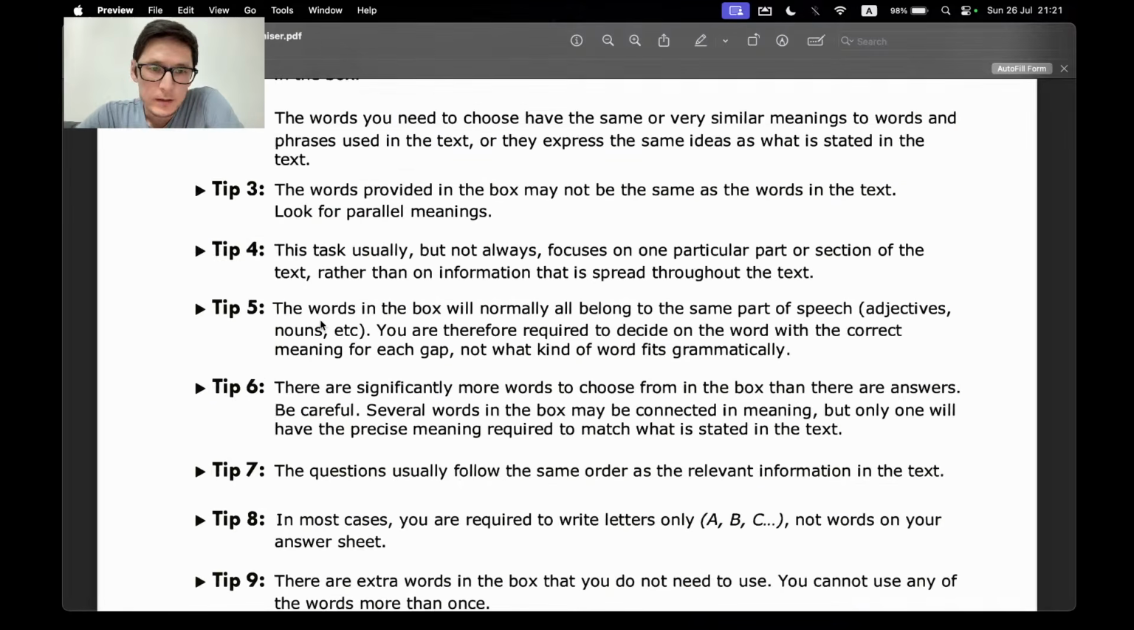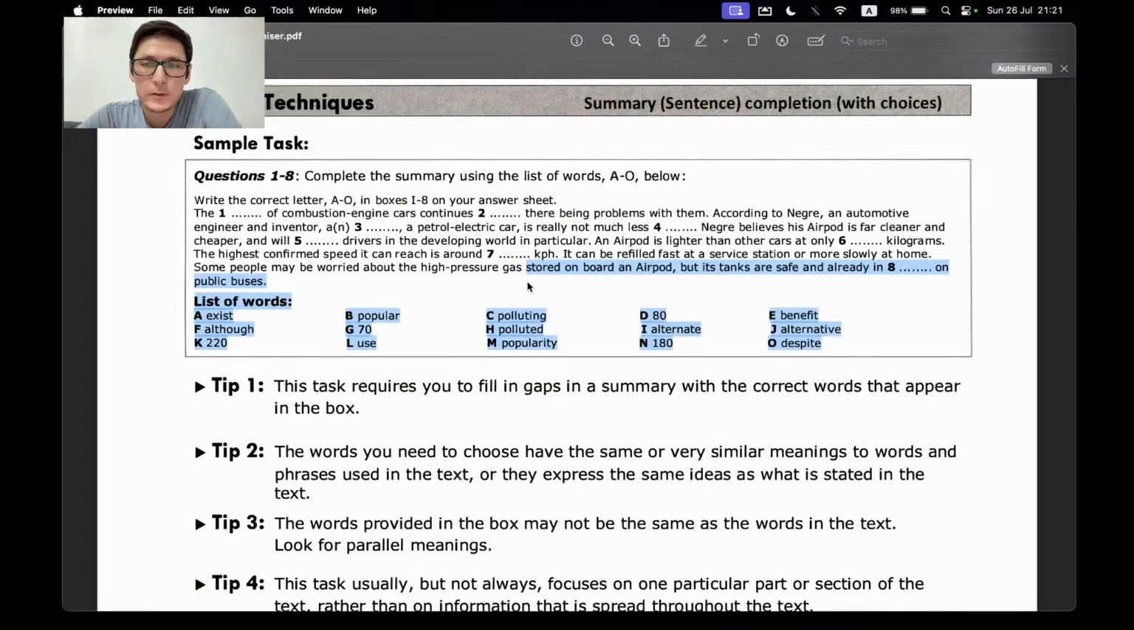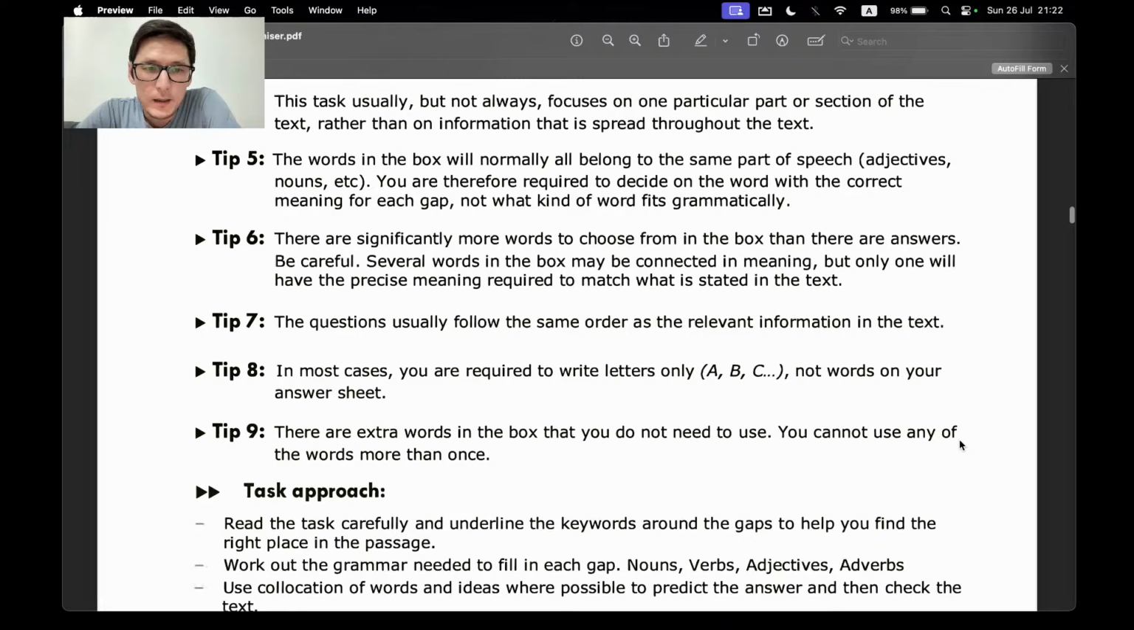The words in the box normally belong to the same part of speech, for example adjectives and nouns. You are required to decide on one word with the correct meaning. Significantly more words to choose from in the box than there are answers. So there are some extra words here. For example, we have 15 possible answers, but the questions are 8. So 7 extra answers. The questions usually follow the same order as the relevant information in the text.